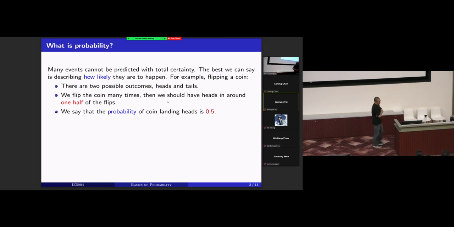We learn probability because we need to handle uncertainties. We know that many events cannot be predicted with total certainty, which means that we don't know everything for sure, right? For example, if you ask me the question, will it rain tomorrow? Of course, I cannot answer for sure.